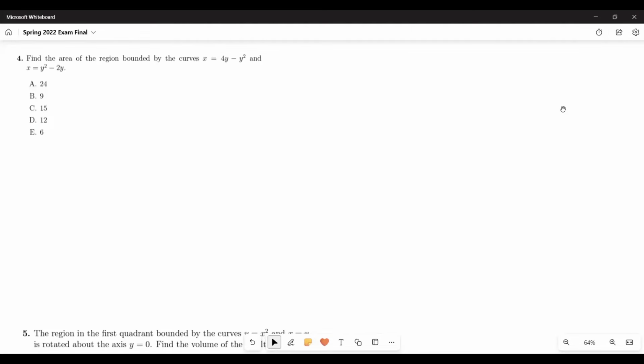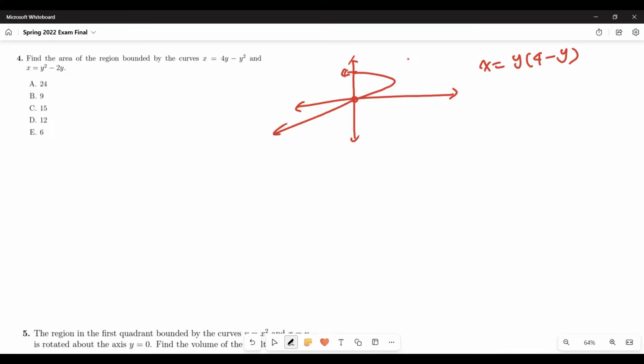Okay, this question asks to find the area of the region bounded by the curves x equals 4y minus y squared and x equals y squared minus 2y. Let's draw it first. Okay, x is equal to 4y minus y squared. That means x is equal to y times (4 minus y). If I group it by y, this becomes 0 and 4, so it's going to be looking like this.